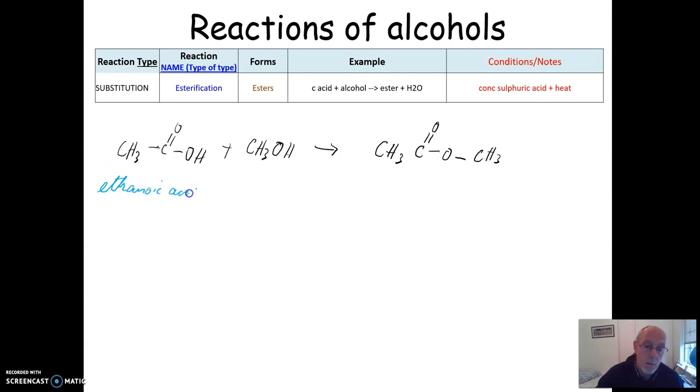Ethanoic acid. It's not that easy to write so neatly on these pads. Ethanoic acid, and here we had methanol. And here what you're going to have is, this is the ethanoic acid bit, so we call this ethanoate. But we first put the name of the alcohol. So we're going to say, right, this is methyl ethanoate.